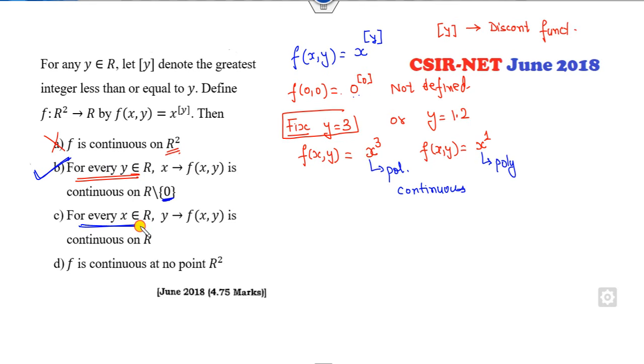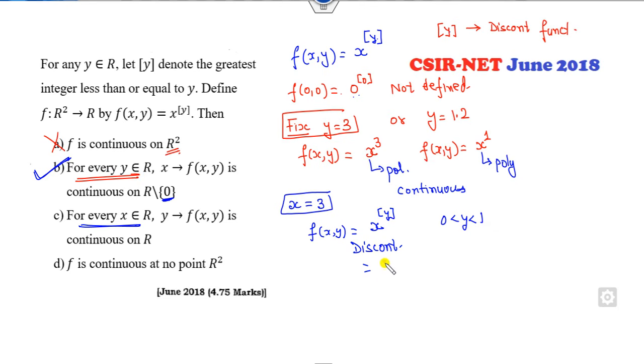For every x, now if you fix x, say x is 3, then y is a continuous function? So what is the value of y? Y can be anything, but it's a greatest integer and greatest integer is discontinuous. So definitely this function is discontinuous.